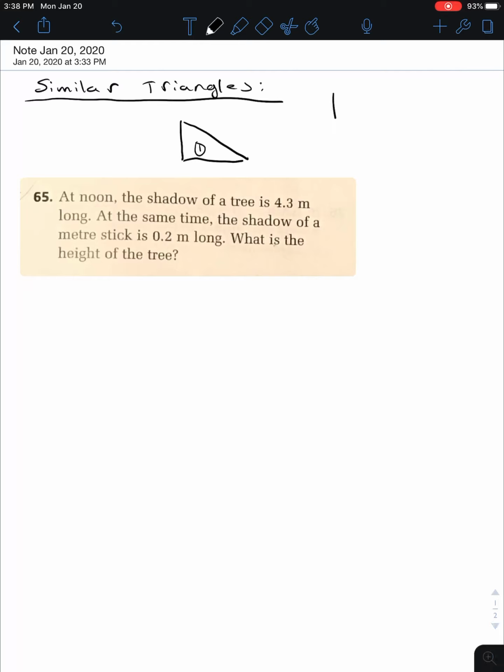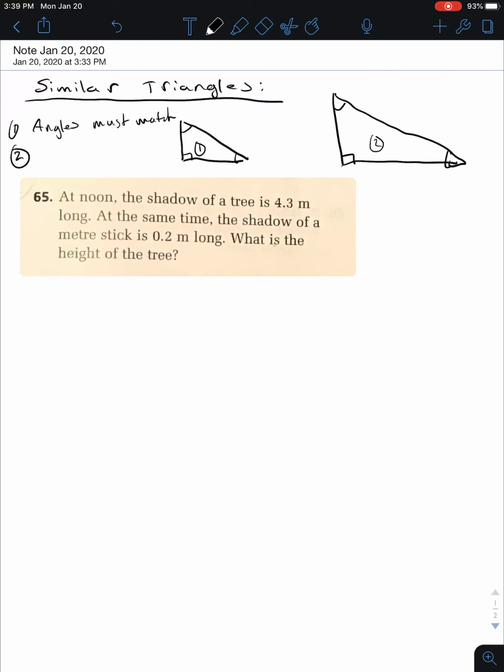So in a similar triangle question, you know a triangle is similar when there are 2 things. The first thing is the angles all have to match. That's the first checkpoint. I'm just going to write that down. So 1, angles must match.